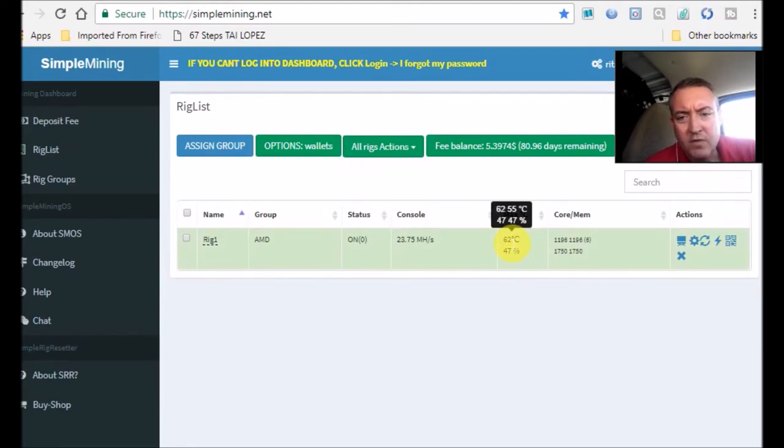Temperatures are nice and cool. One always runs warmer than the other one. I don't know why, but it doesn't crash. It seems to be fine, so I'm not going to worry about it too much.